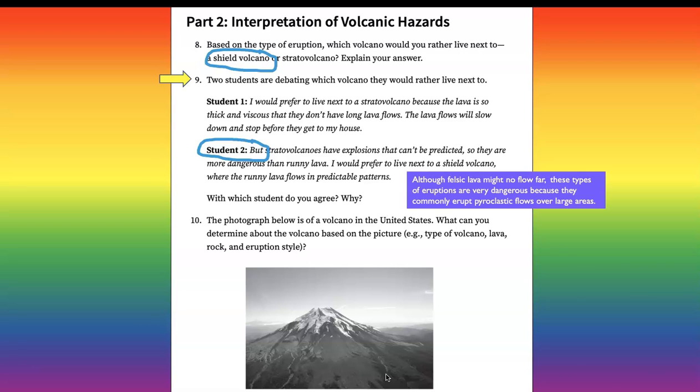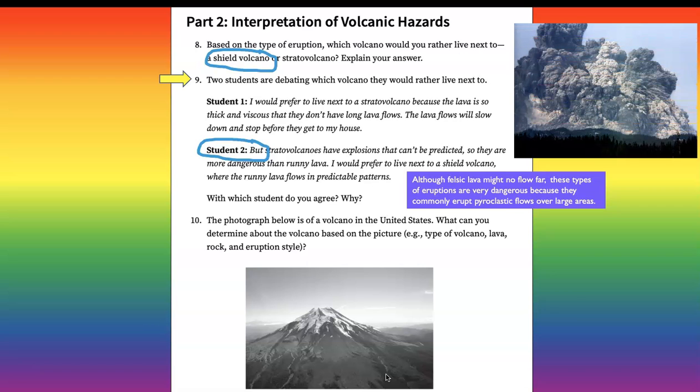Why is that? Well, even though it's true that felsic lava might not flow very far, these types of eruptions are extremely dangerous because they commonly erupt pyroclastic flows over large areas. And if you forgot what a pyroclastic flow is, here's a picture. This particular picture is from the eruption of Mount St. Helens in 1980.